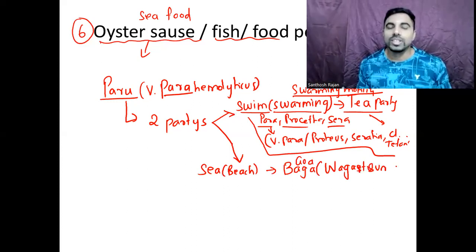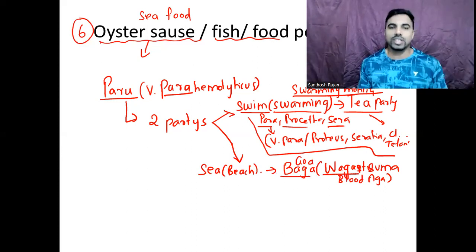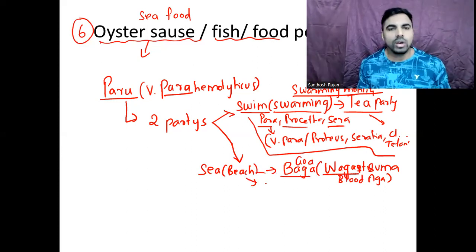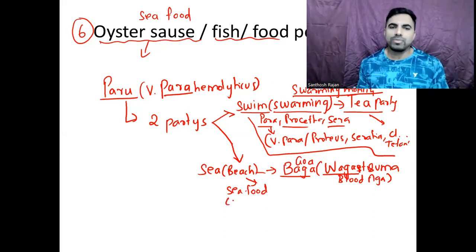Vagatsumo, Vagatsumo blood agar. These names are tough. Okay, sir, understood. Then what happens at a beach party? At a beach party, it has to be seafood. Seafood means it could be anything: oyster, crab, any seafood.